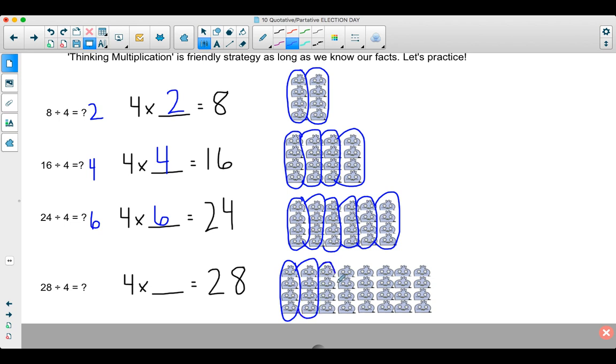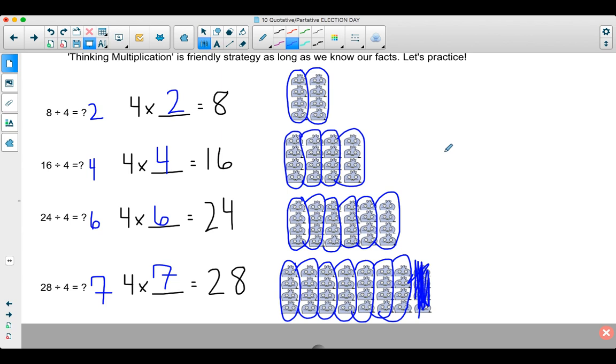We've got 4, 8, 12, 16, 20, 24, 28. There's extra babos here. Let me cross those out. And we can see 4 times 1, 2, 3, 4, 5, 6, 7 equals 28. 4 times 7 equals 28. Therefore, 28 divided by 4 equals 7.